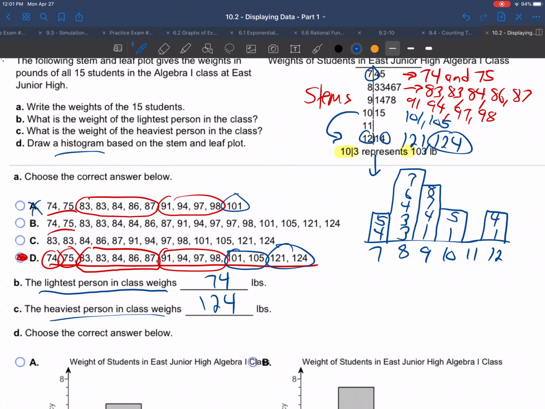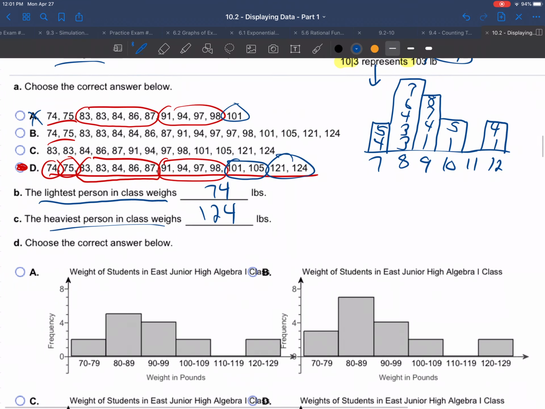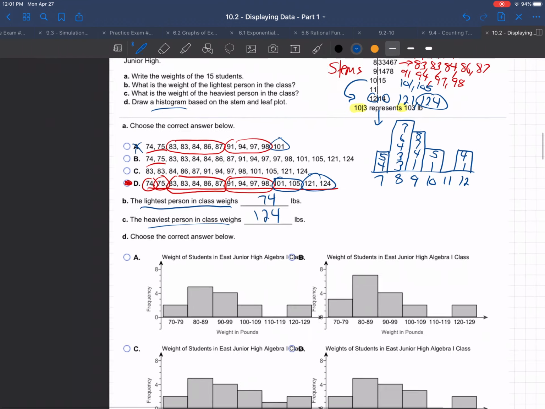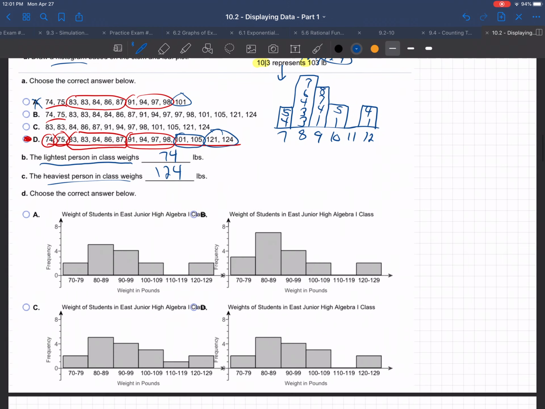You've turned your stem and leaf display into a bar chart or histogram, same thing. See that? It's just a stem and leaf display turned on its side. So which one of those is the right picture? Let's see. It's looking like A to me.